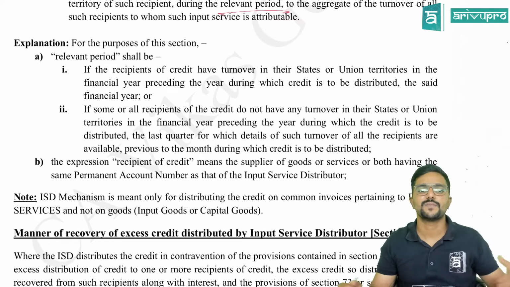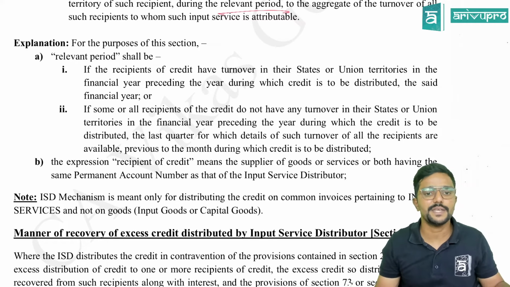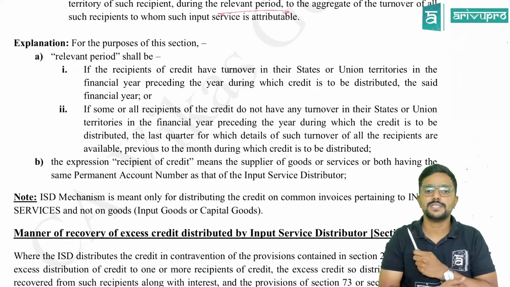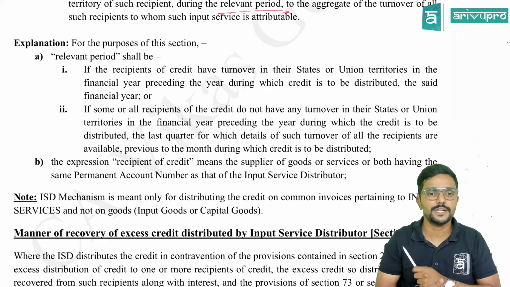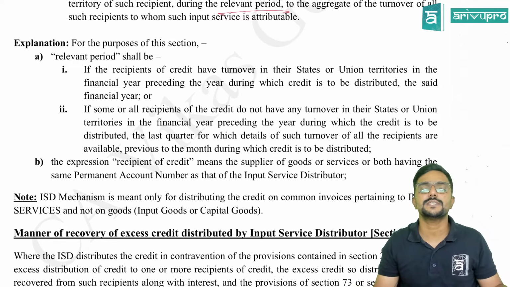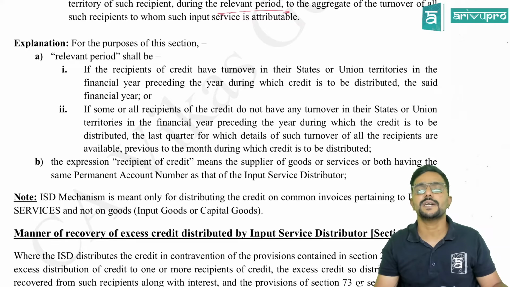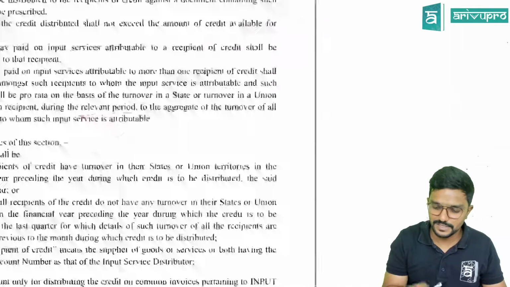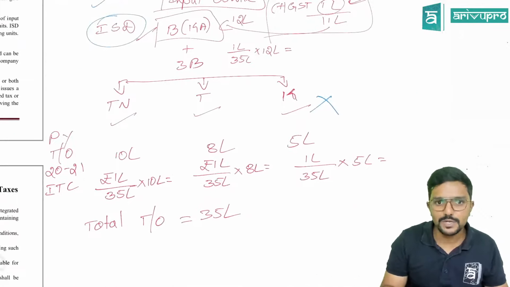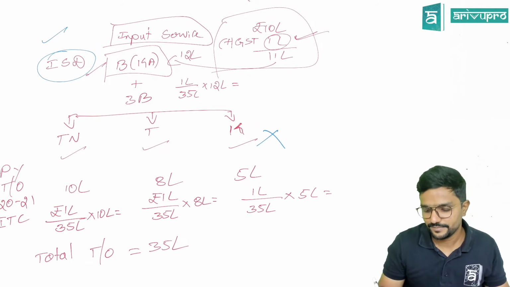Next, if some or all the recipients of the credit do not have any turnover in their state or union territories in the financial year preceding the year during which the credit is to be distributed, the last quarter for which details of such turnover of all the recipients are available, previous to the month during which credit is to be distributed, will be taken. For example, in my example, there are totally 4 branches. So assume I started the Kerala branch this year.